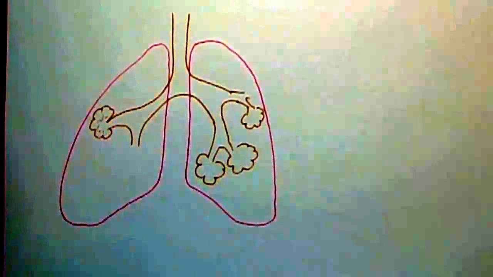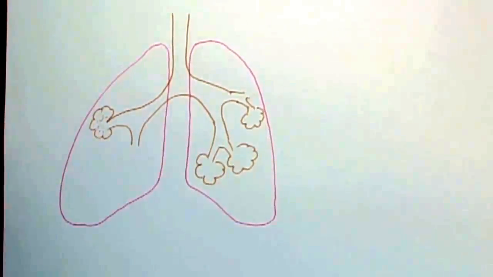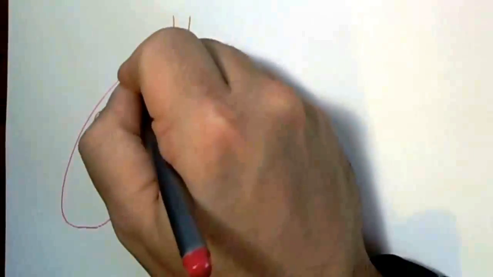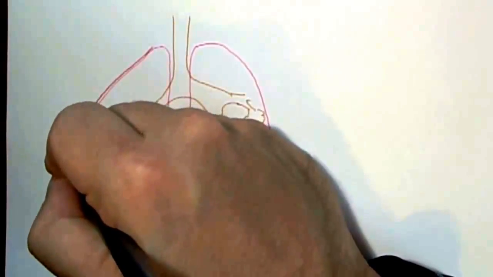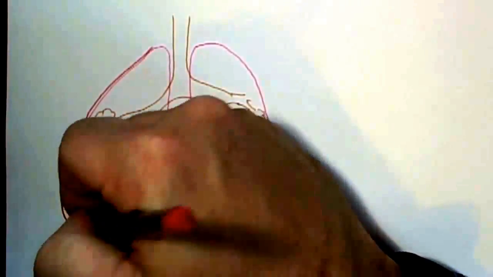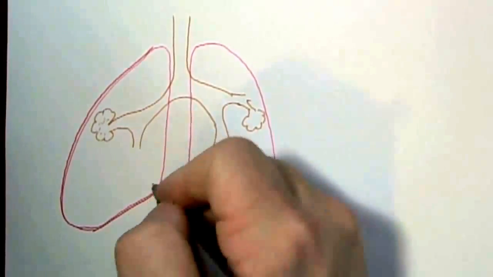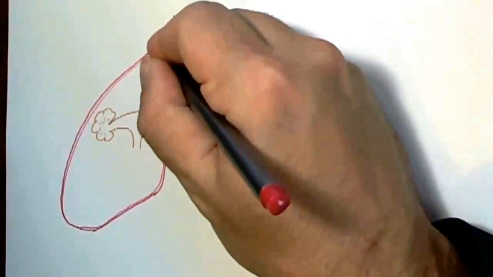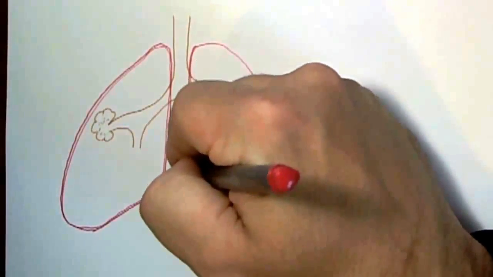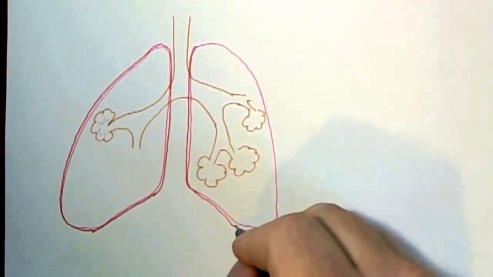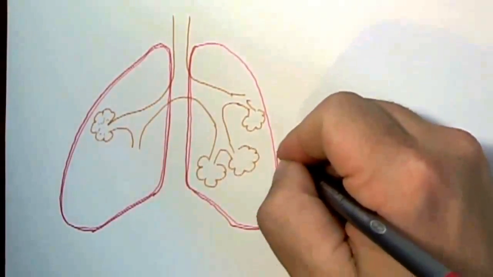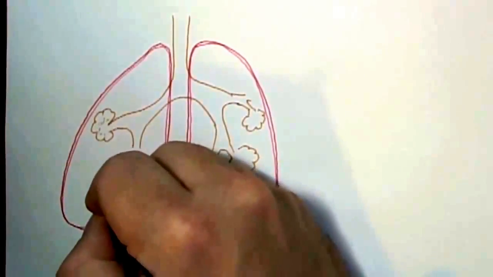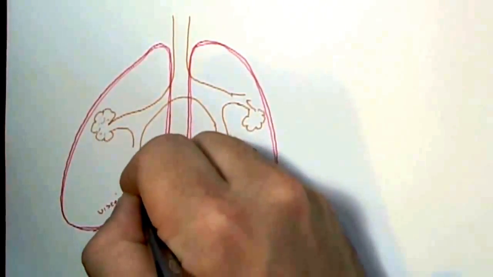Another structure we need to get on here, I'm going to make it a similar color, is that each of the lungs is surrounded by something called a pleura, and there's a very tight pleura that's right up next to the lungs. And this is called the visceral pleura. And each lung is surrounded by its own visceral pleura. So this would be the visceral pleura.